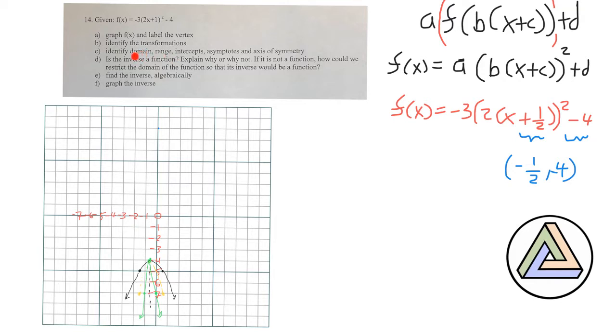Okay, domain. Graphing it first is really helpful because you can clearly see what the domain is. The domain is all real numbers, also known as negative infinity to positive infinity. How do I know that? Well, that's because the domain of any parabola function, parabolic function, unless there's a restriction, is negative infinity to positive infinity.